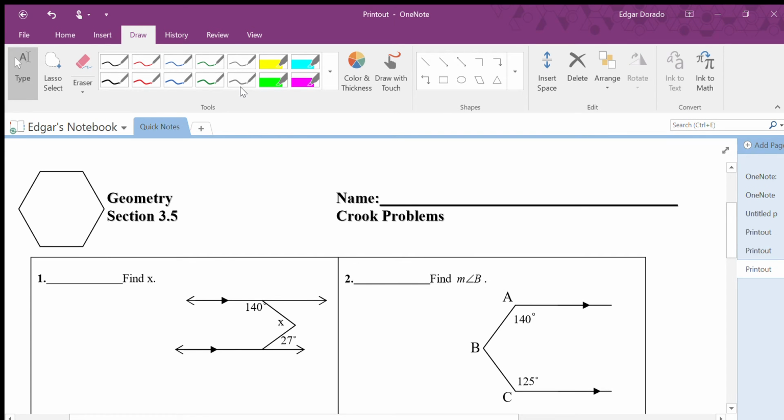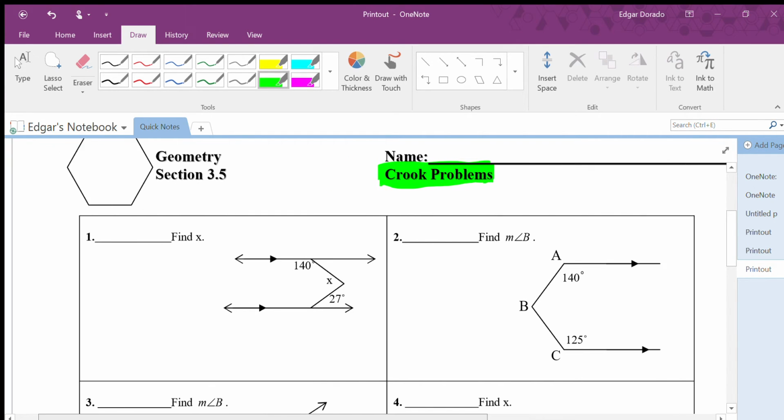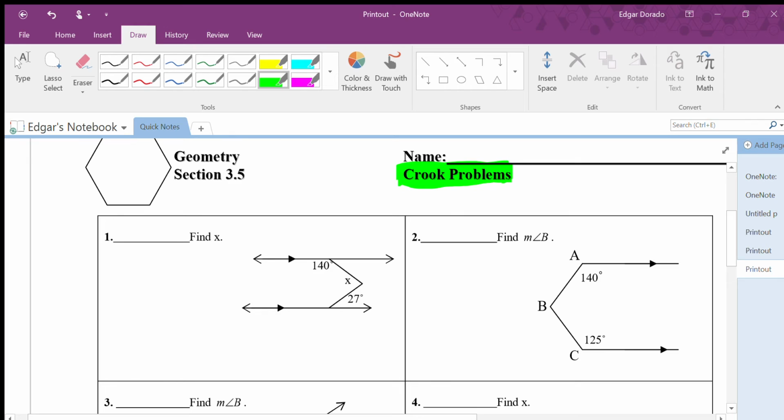Here we are back again with section 3.5, and today we're going to look at something that are called Crook Problems, okay? And there's really no formal introduction for this in terms of defining what they are or how to complete them. So we're just going to actually go ahead and jump straight into one of these Crook Problems. So let's go ahead and take a look at example number 1.